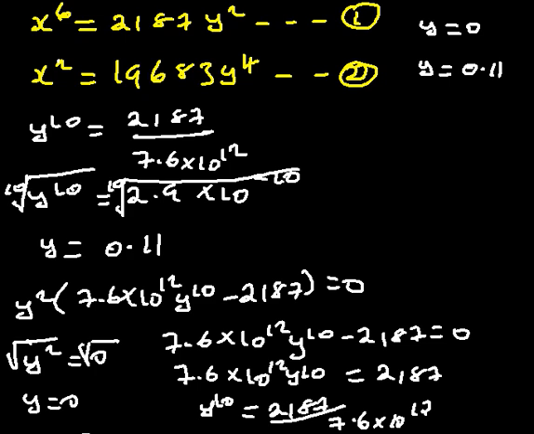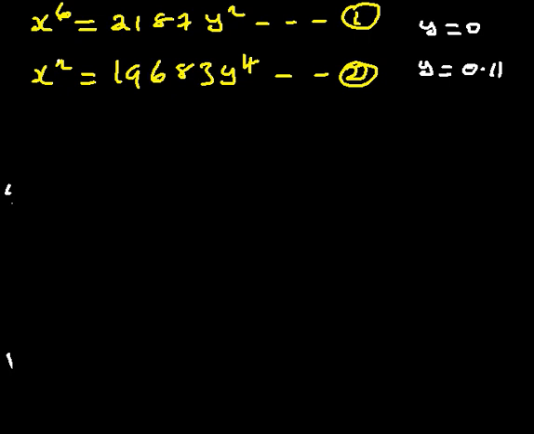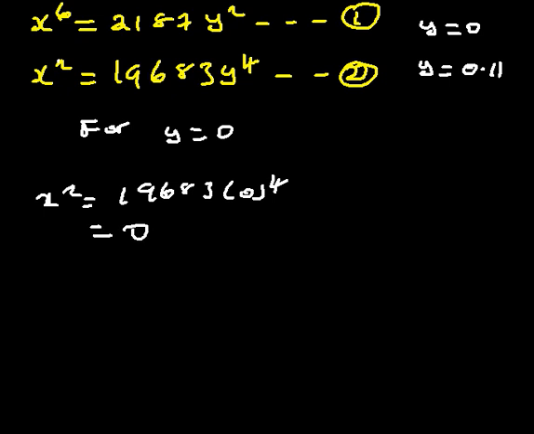Then we're going to substitute those values into the second equation in order to have their respective x values. Start with y is equal to 0. In equation 2, where there is y, we're going to substitute 0. So we have x squared is equal to 19683 times 0 to the power 4. That will be given as 0, so x to the power 2 is 0. Introducing square root on both sides, we have x is equal to 0.